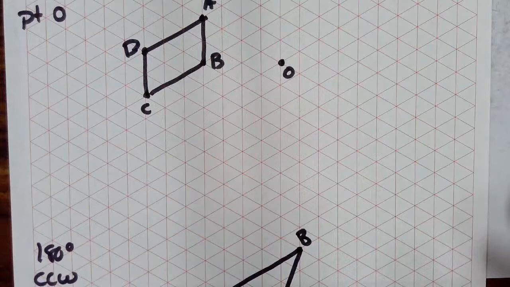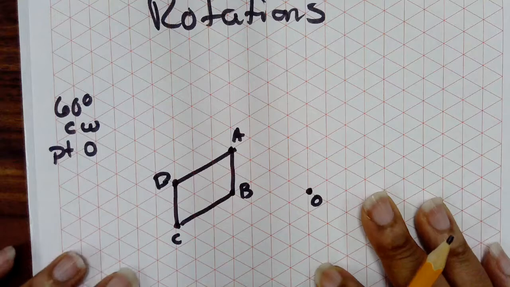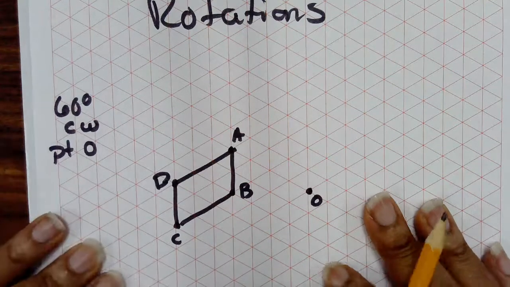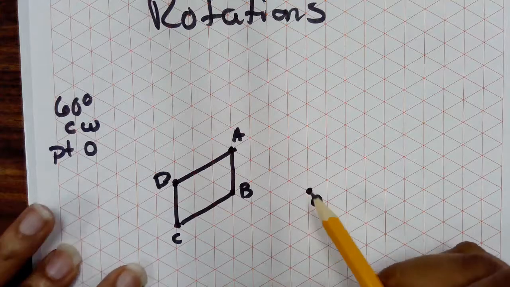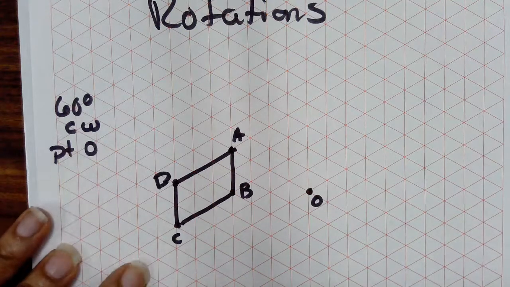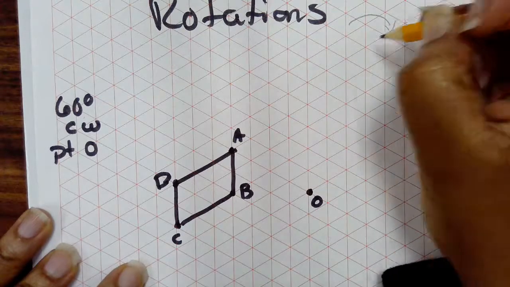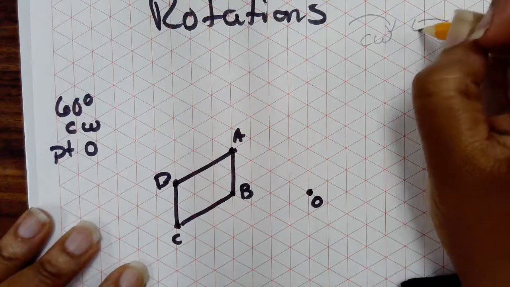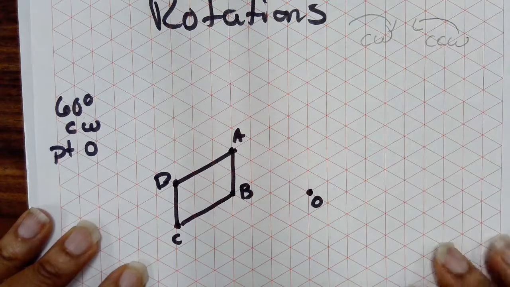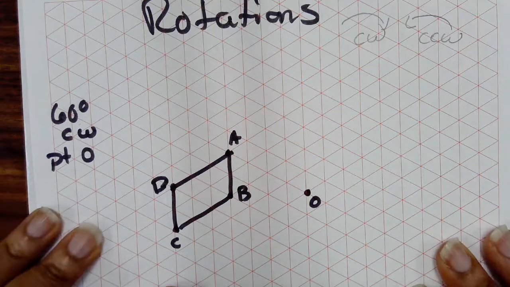All right, so we're going to look at our first example. Here we have a parallelogram. That's what it looks like, ABCD. And we're going to rotate it around point O, going 60 degrees clockwise. So again, following my clock, that's clockwise. Going the opposite direction, that's counterclockwise. It doesn't hurt to have these friendly little reminders. Sometimes it helps more than we really think.